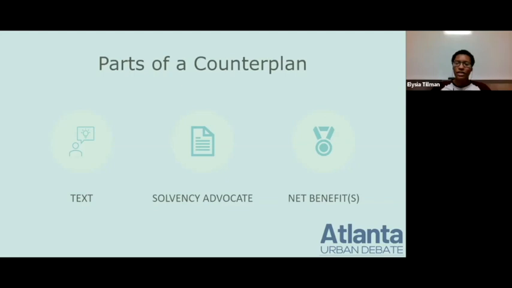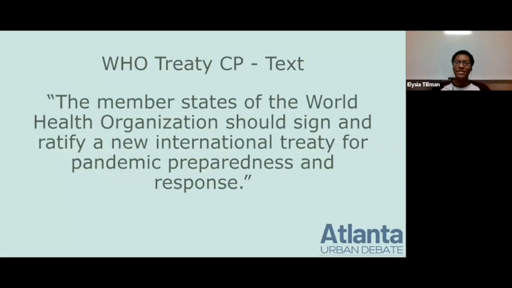So let's talk about the WHO treaty counterplan specifically. The first part is the text of the counterplan. The counterplan itself is: the member states of the World Health Organization should sign and ratify a new international treaty for pandemic preparedness and response. You might notice that even though this isn't about funding like the affirmative plan, it is pretty similar, just using the World Health Organization instead of NATO as the actor.